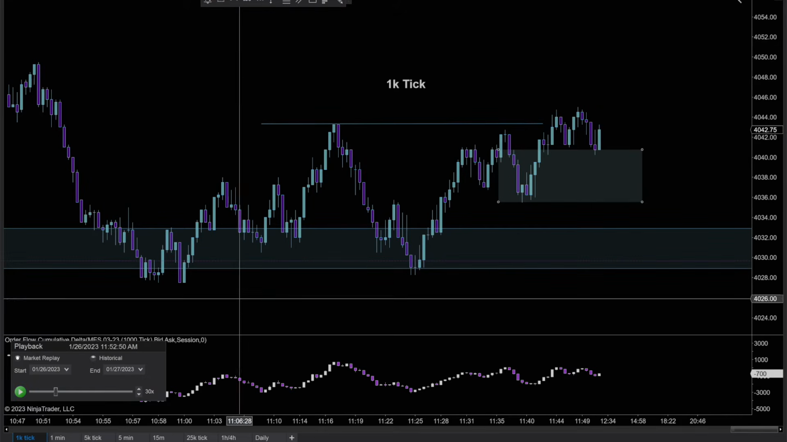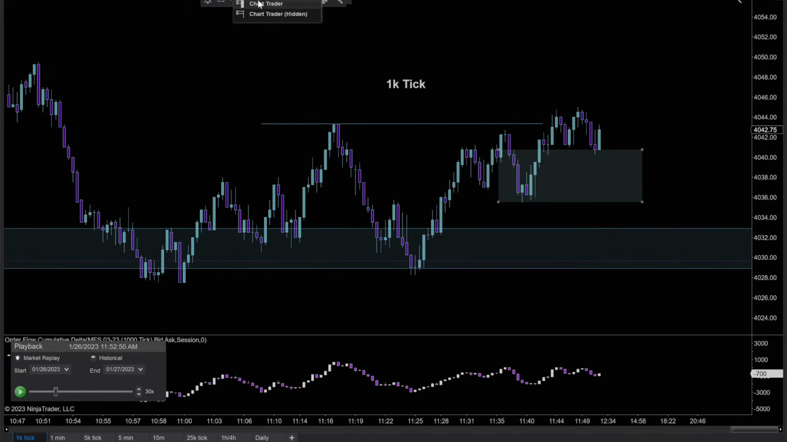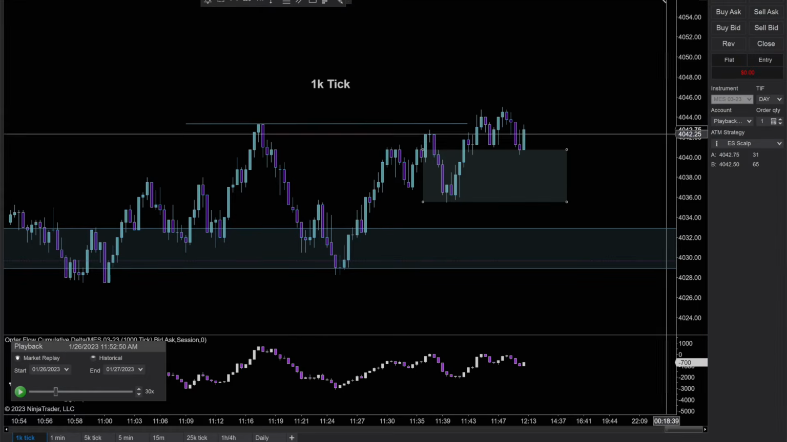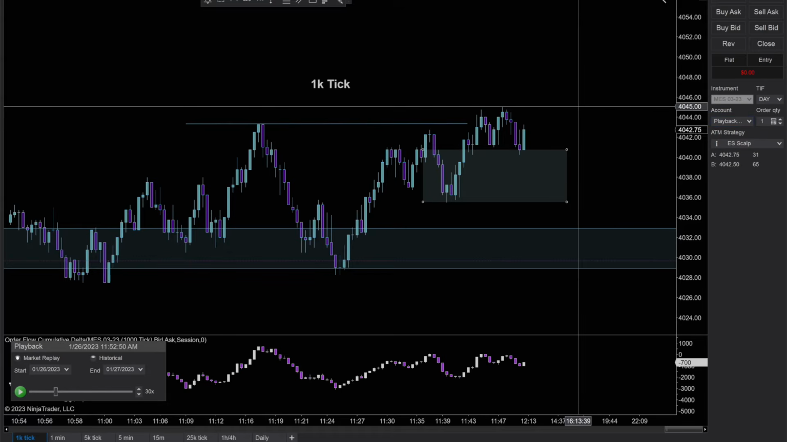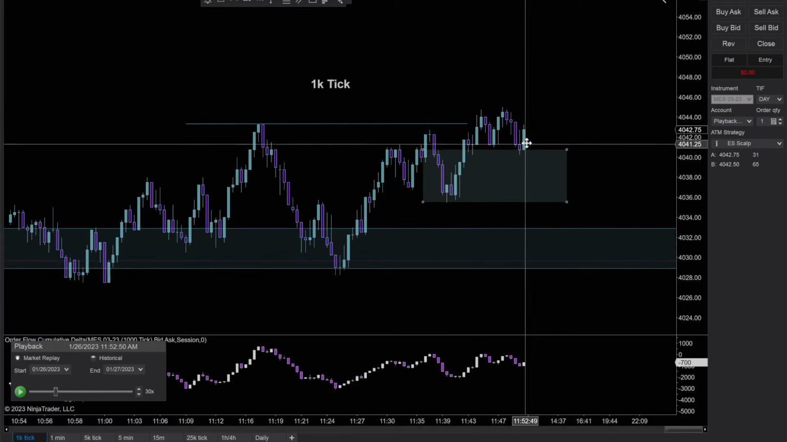Okay, so now we've touched the demand zone. Let me put a chart trader on here, and we'll just go with a quick one-to-one because I've played this day back before, and I know there's going to be another opportunity coming that I'll show you. I'll show you leaving a runner on the next one.